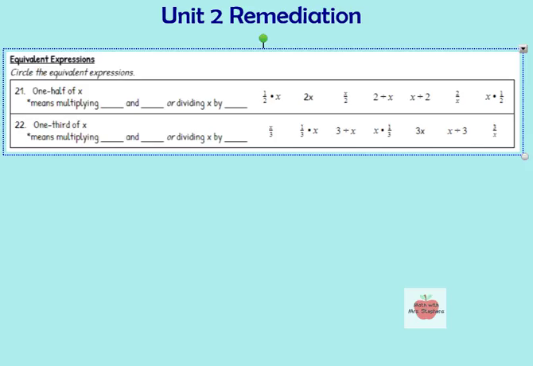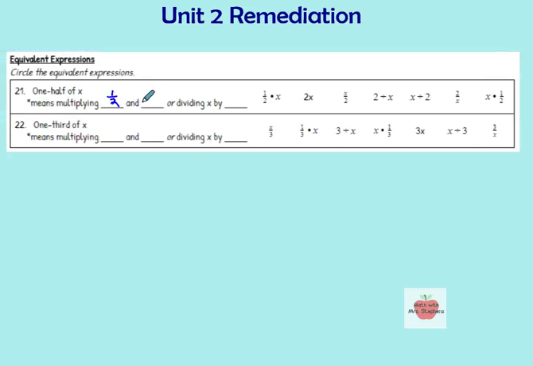Numbers 21 through 22, we need to find which expressions would represent 1/2 of X. 1/2 of X means I need to multiply 1/2 and X, or it represents dividing X by 2. So if I look at this list, this one represents 1/2 multiplied by X. This one represents X divided by 2. This one is X divided by 2. And since the commutative property works, we can do X times 1/2 as well.